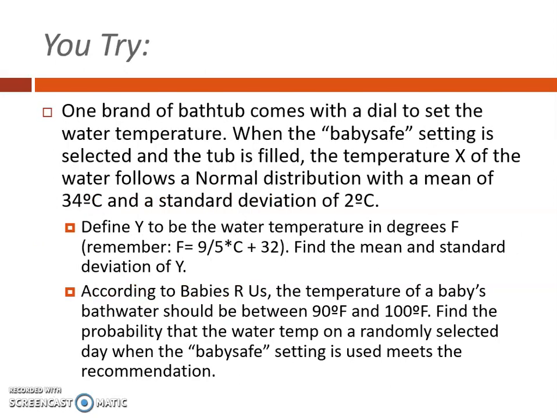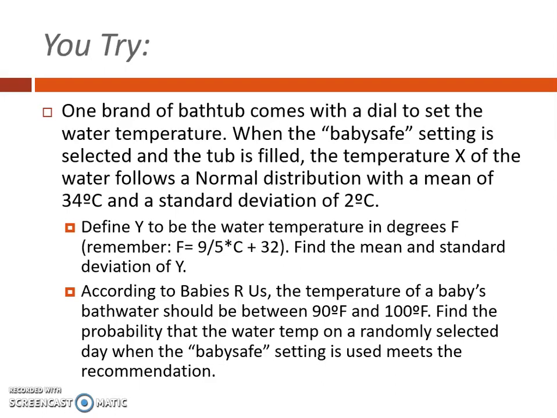One brand of bathtub comes with a dial to set the water temperature. When the baby safe setting is selected and the tub is filled, the temperature X of the water follows a normal distribution with a mean of 32 degrees Celsius and a standard deviation of 2 degrees Celsius. Let's let Y be the temperature in degrees Fahrenheit. In case you didn't remember from some science class, to convert from Celsius to Fahrenheit, you multiply your Celsius by 9/5 and then add 32. So you're doing two things there.